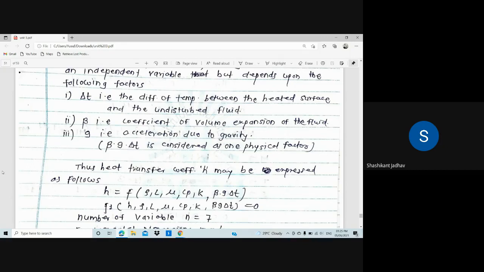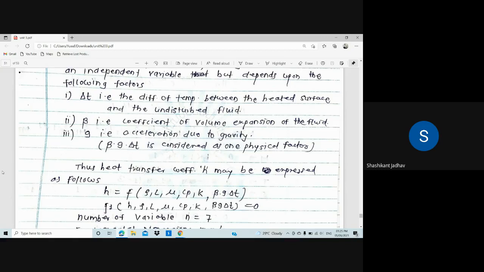Delta T, that is the difference of temperature between the heated surface and the undisturbed fluid. Okay, so this is the first factor.